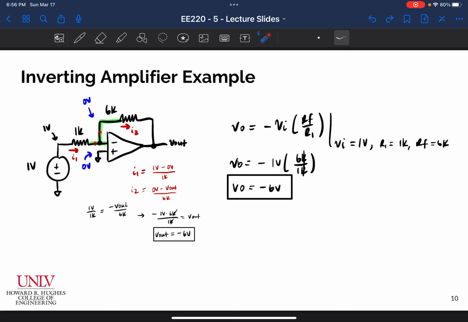In the next video, I'm going to talk about a special case of the inverting amplifier, and then in the following videos, we're going to get into the non-inverting amplifier topology.